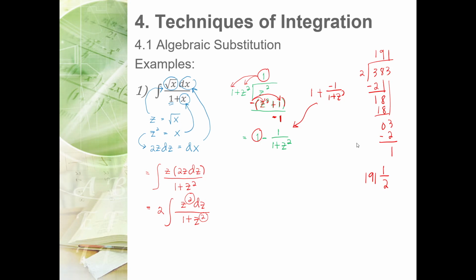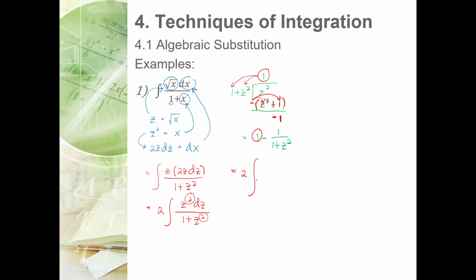Okay, so let's erase this to make space. Okay, so the new equation is now 2 integral of 1 minus 1 plus z squared dz.